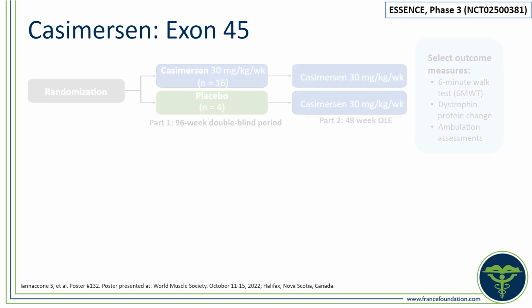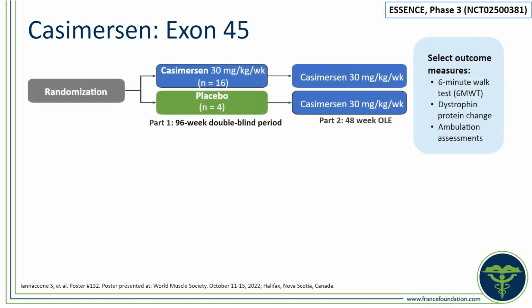This is for exon 45 skipping. This was studied in a phase 3 double-blind placebo-controlled trial over a 96-week duration. These results have been presented recently at the World Muscle Conference. And here we are showing that there is proven exon skipping on the left-hand side with baseline compared with 48 weeks. And also dystrophin production within the muscle, again, comparing baseline to 48 weeks of casimersen therapy.